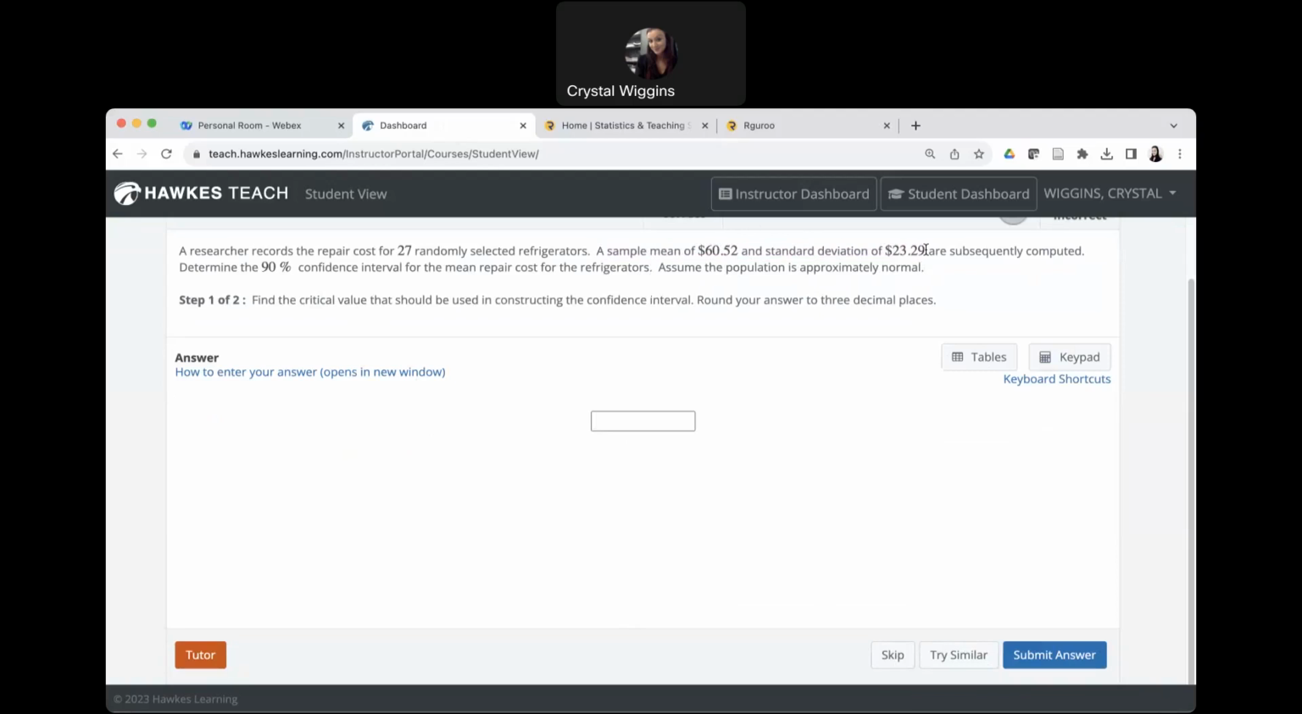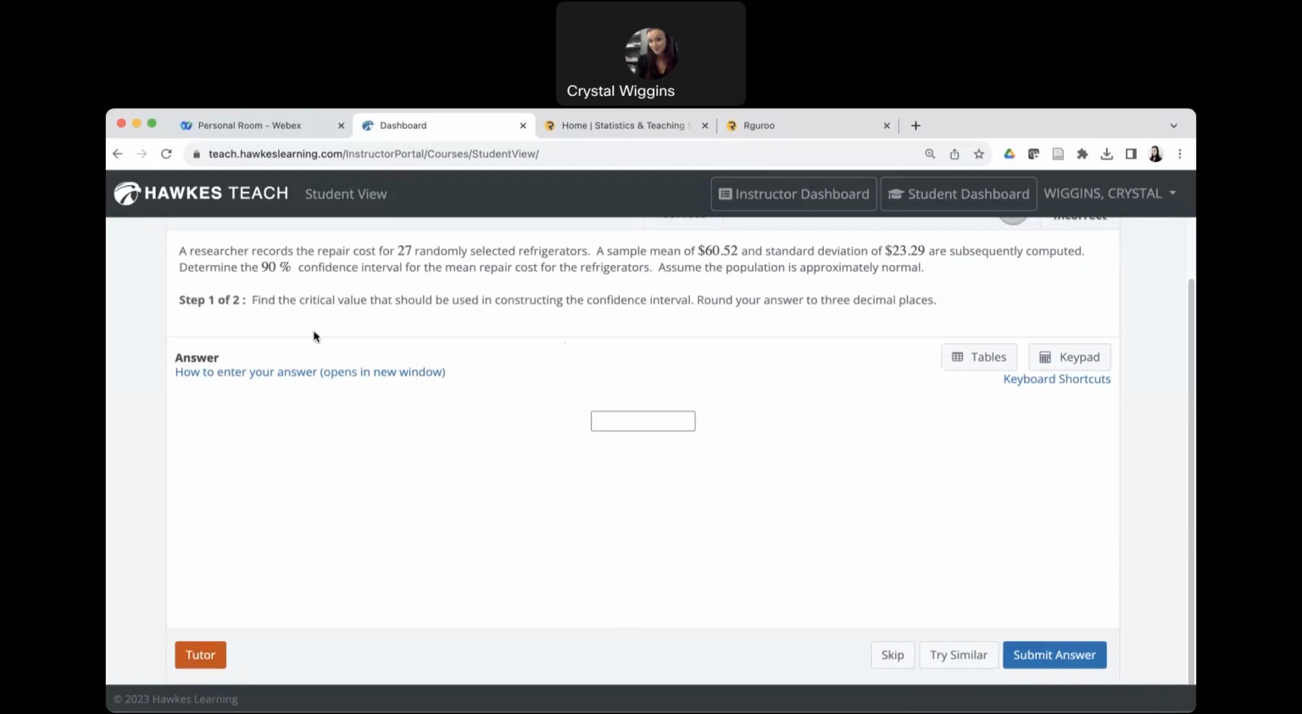So here we can assume that this is the sample standard deviation, as it was listed in the same sentence right after the sample mean. We want a 90% confidence interval this time. Okay, so I think that's what it was set at the last problem. And we want to assume the population is approximately normal or normally distributed. So there we go. We've just passed our central limit theorem.